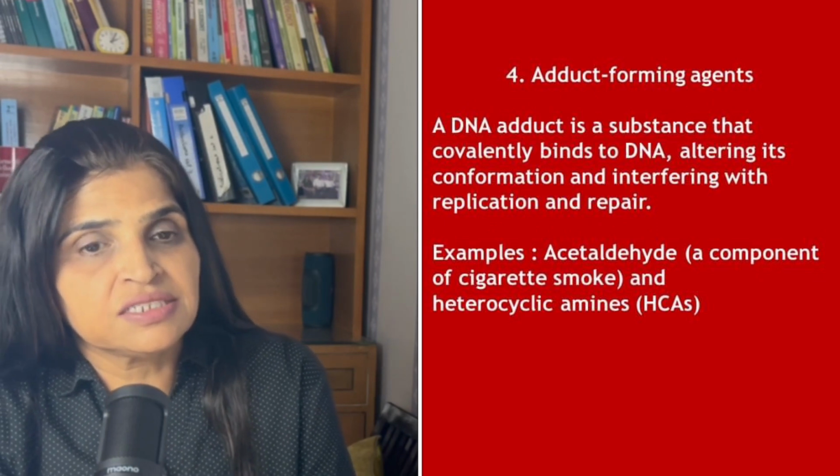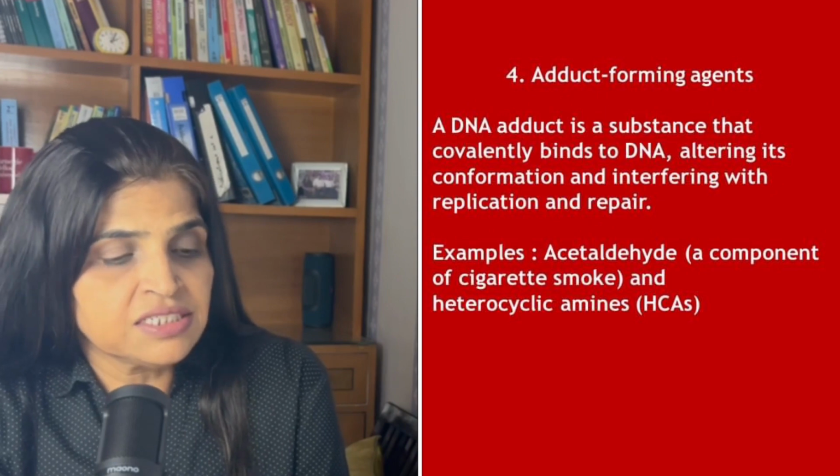So these HCAs are produced if we cook beef, chicken, and other meats at very high temperature, and they are formed from amino acids and creatine. How they function is that they form a DNA adduct. They covalently bind to DNA, altering its conformation and interfering with the replication and repair of this DNA.